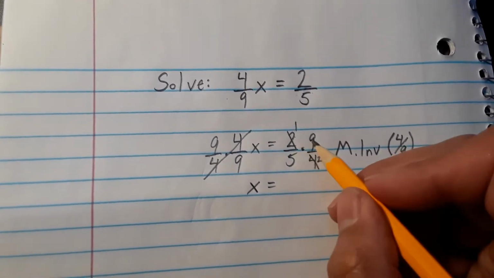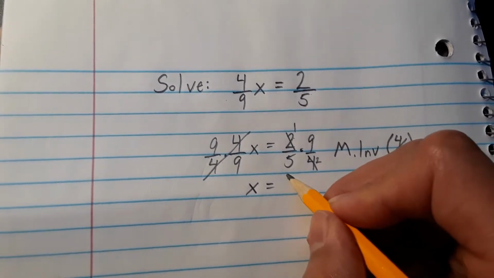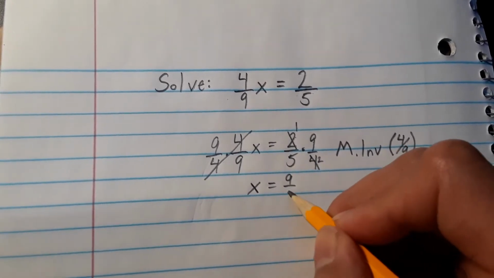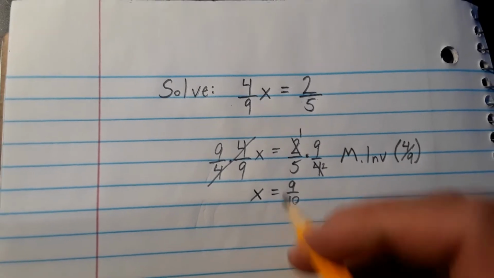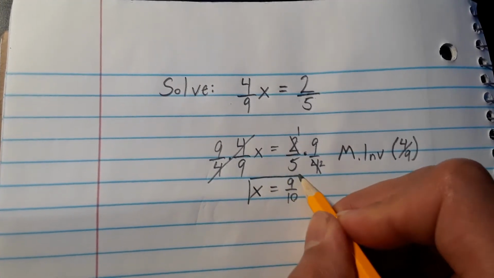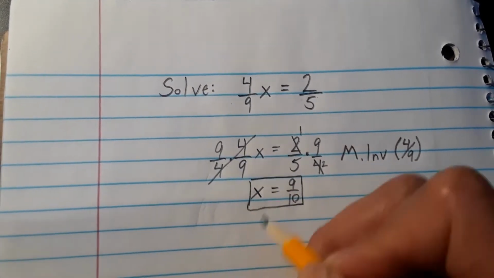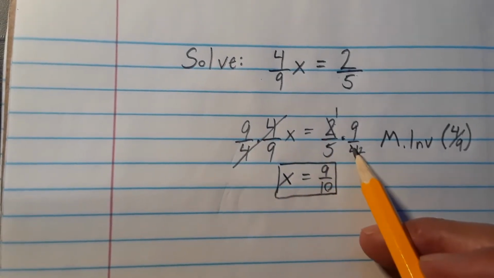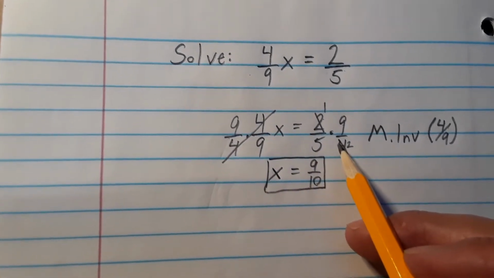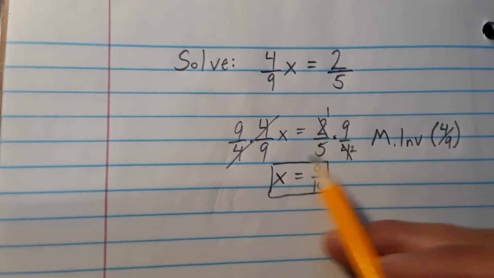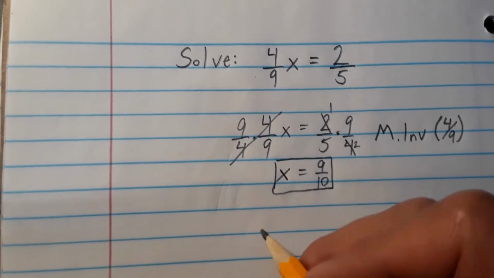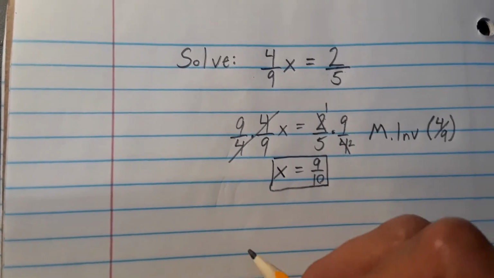And now 1 times 9, that's 9. And 5 times 2, that's 10. So we get x equals 9/10. So what I did here was I used my cross cancellation to save myself some time so I didn't have to reduce later. I can show you it the same way if we did reducing.